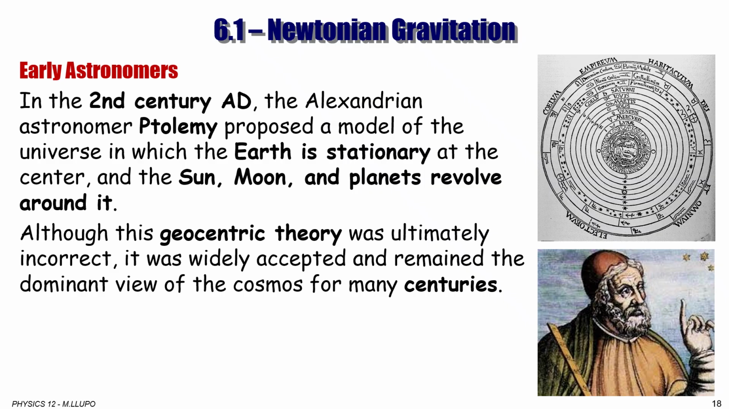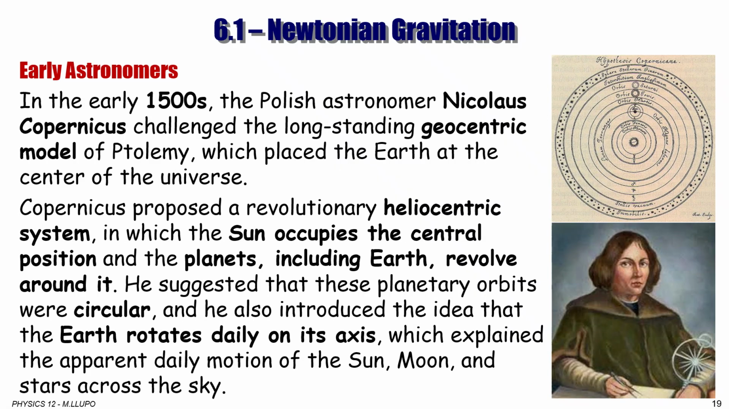In the 2nd century AD, the Alexandrian astronomer Ptolemy proposed a model of the universe in which the Earth is stationary at the center and the Sun, Moon, and other planets revolve around it. Although this geocentric theory was ultimately incorrect, it was widely accepted and remained the dominant view of the cosmos for many centuries. In the early 1500s, the Polish astronomer Nicholas Copernicus challenged the long-standing geocentric model of Ptolemy, which placed the Earth at the center of the universe.